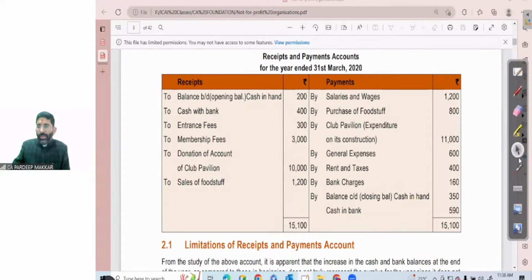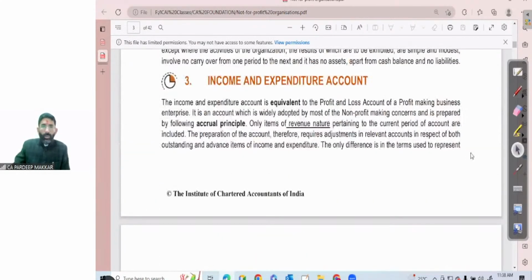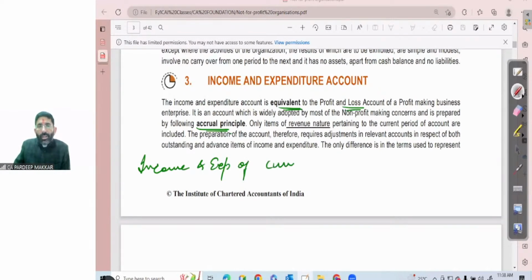Okay, so we are coming to the income and expenditure account. Income and expenditure account, beta, is just like a profit or loss account, because it is prepared on accrual basis. As we know, profit or loss account is prepared on the basis of expenses incurred for the current period. In income and expenditure account, we will enter income and expenses of the current year.